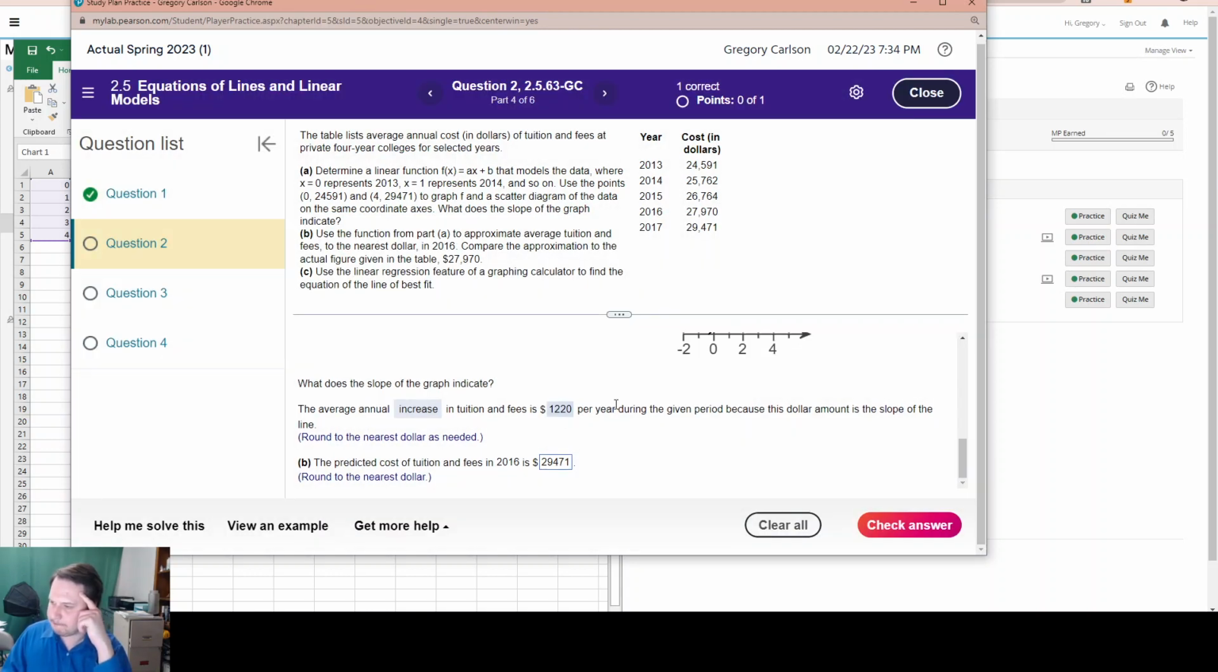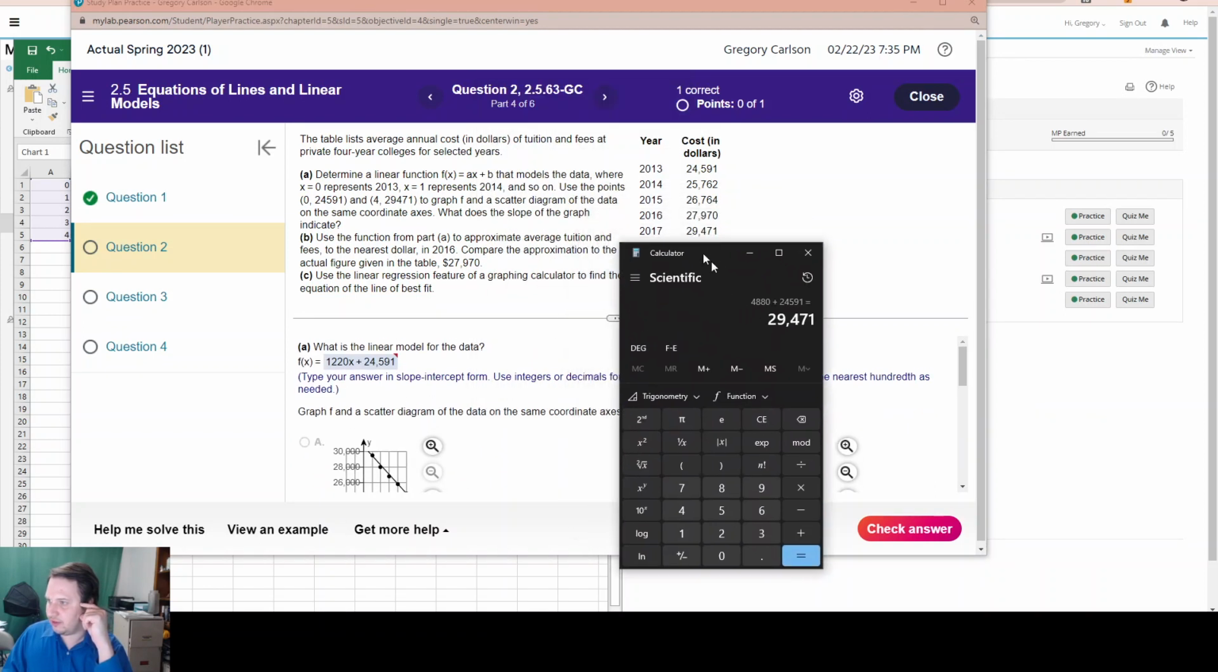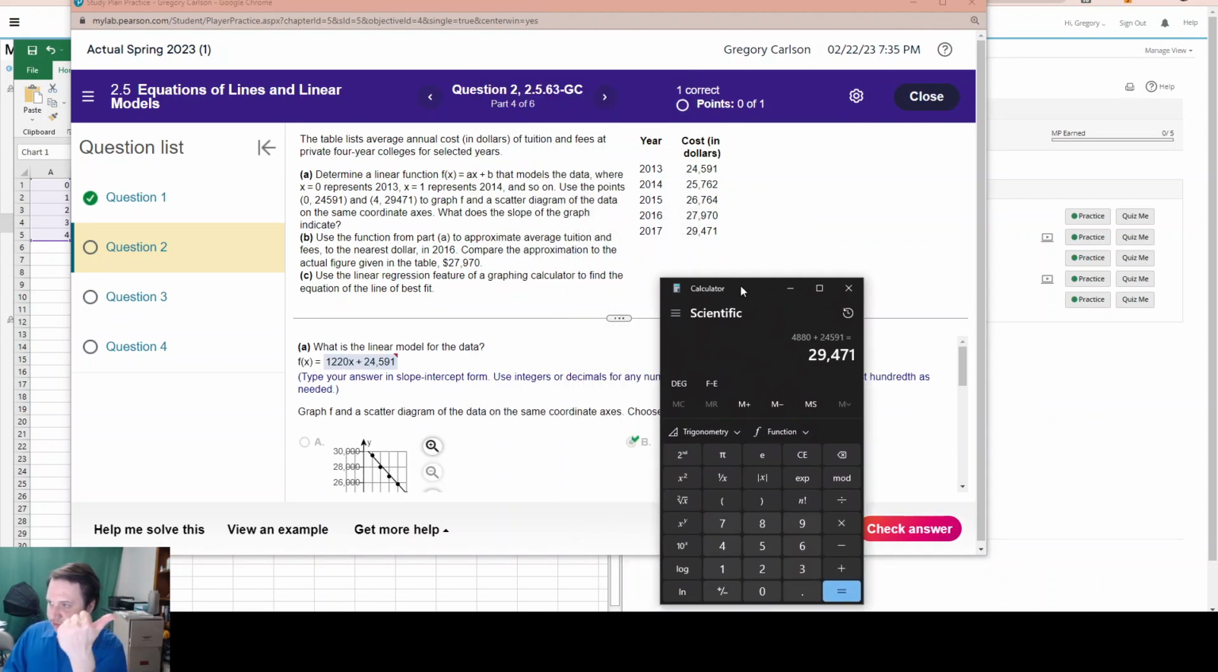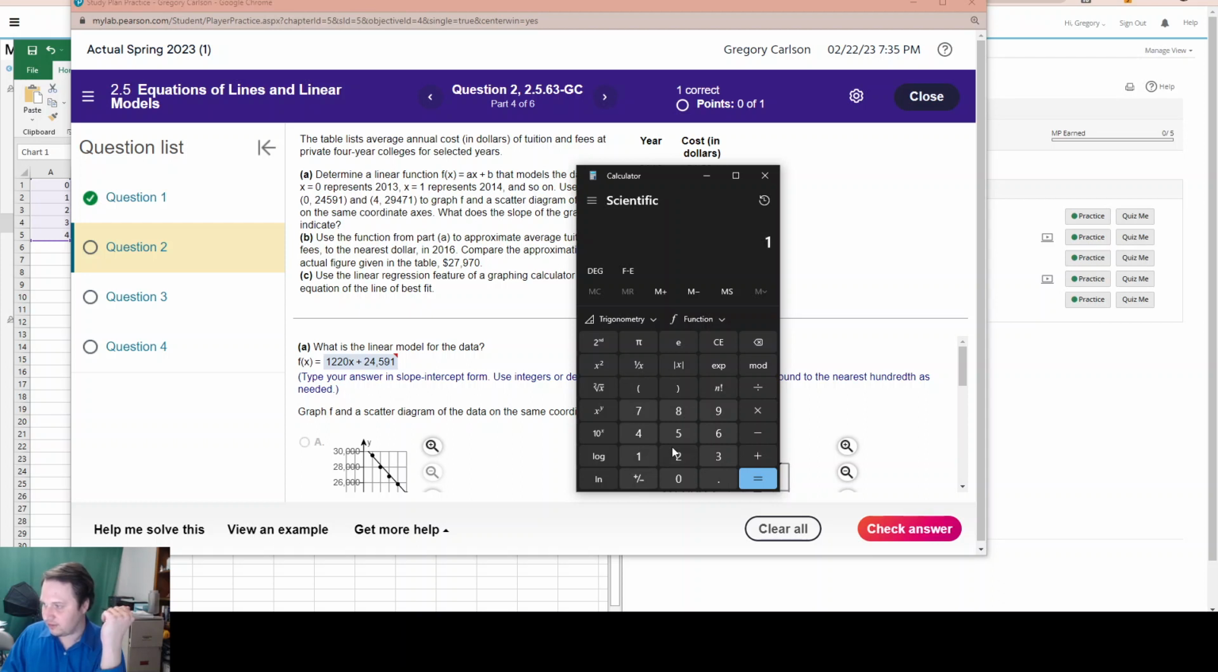I'm not having a good day. 2013 is 0, 2014 is 1, 2015 is 2, 2016 is 3. Sorry, I got it. I was off by 1. So 2013 is 0, 2014 is 1, 2, 3. I should have plugged in a 3. Sorry about that. So it should be 1220 times 3 plus 24591. This is why it gives you extra chances, right? Right. So I'm modeling how you should be solving your questions when you're working on the homework.